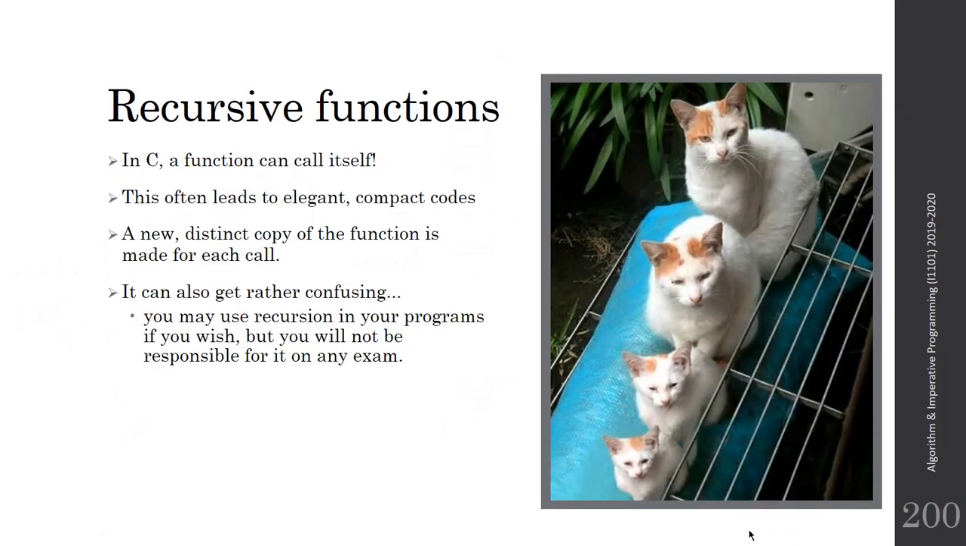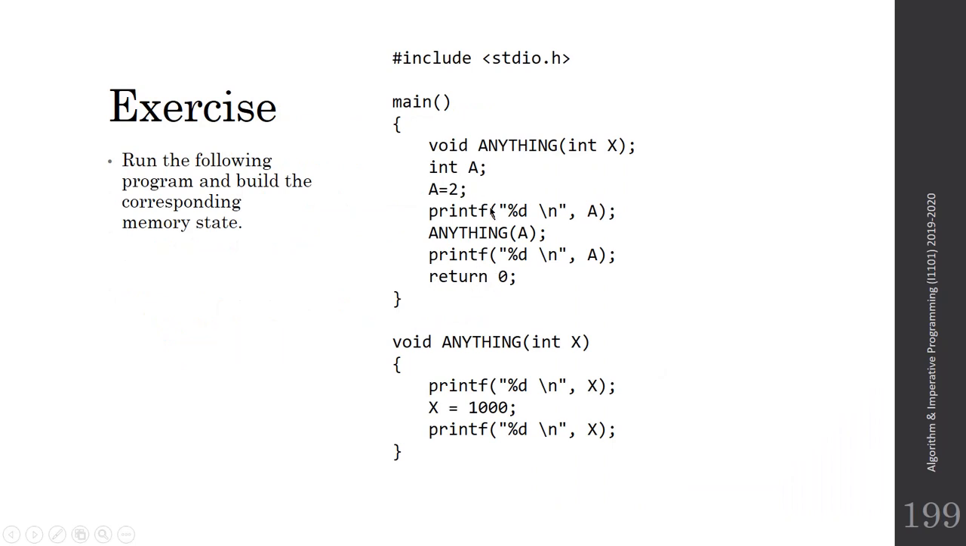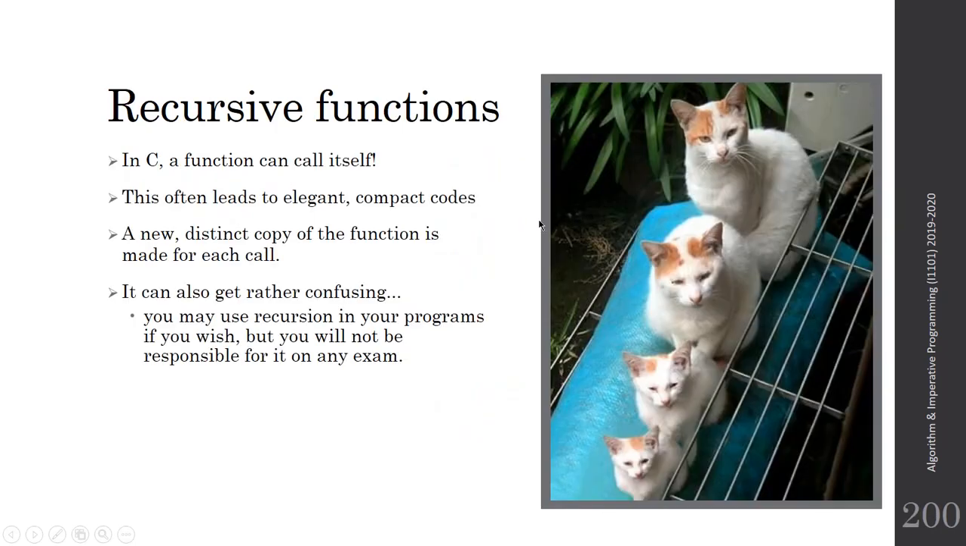This is the same. So let's end with recursive functions. As you can see, we have multiple cats here, a bigger cat, a smaller cat, and so on. This is the idea. In C, we can have a function that calls itself. We've already seen that main can call another function, but imagine that main can call main, or a function can call the same function. This often leads to elegant and compact code.